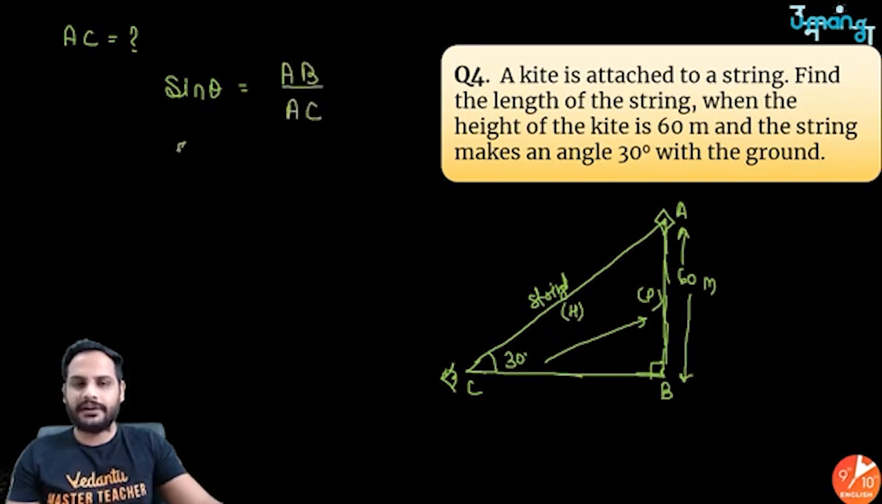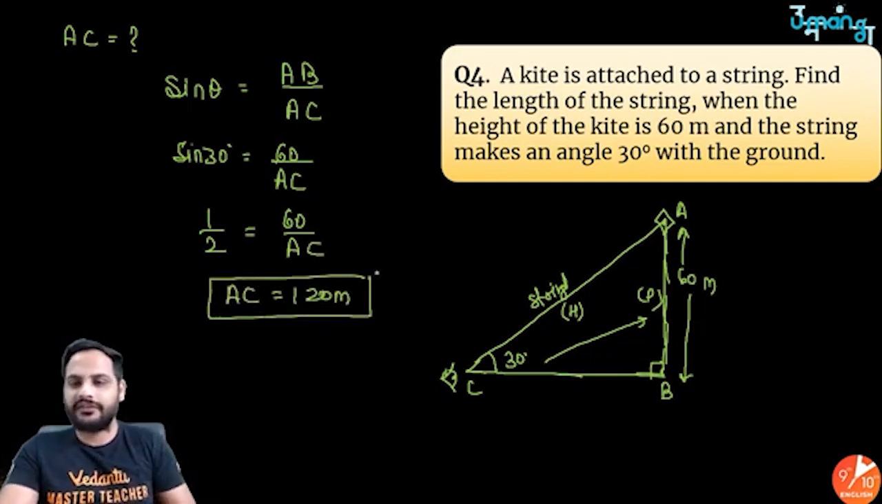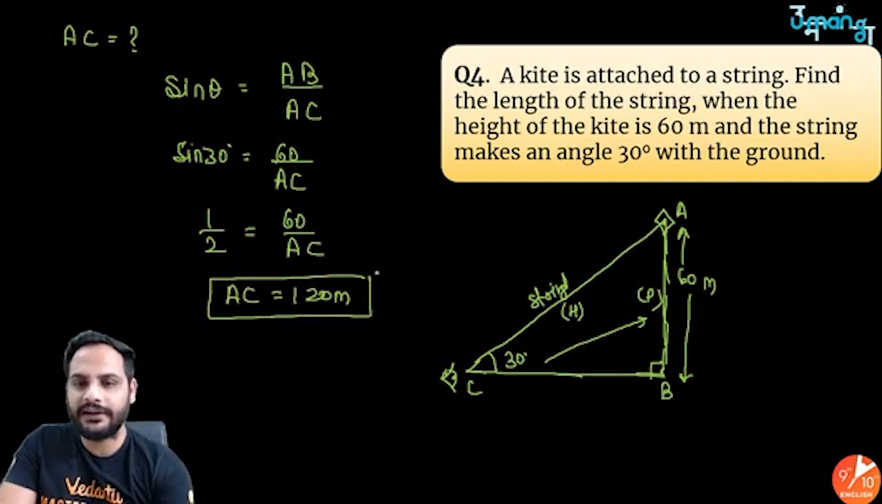Let's use sine theta. So sine theta is equal to perpendicular, which is AB upon AC. So sine 30 degrees, AB is 60 upon AC, which I don't know. Sine 30 is what, 1 by 2? So 1 by 2 is equal to 60 by AC. Cross multiply, AC is equal to 120 meters. As simple as that. So AC, the length of the string, will be equal to 120 meters.